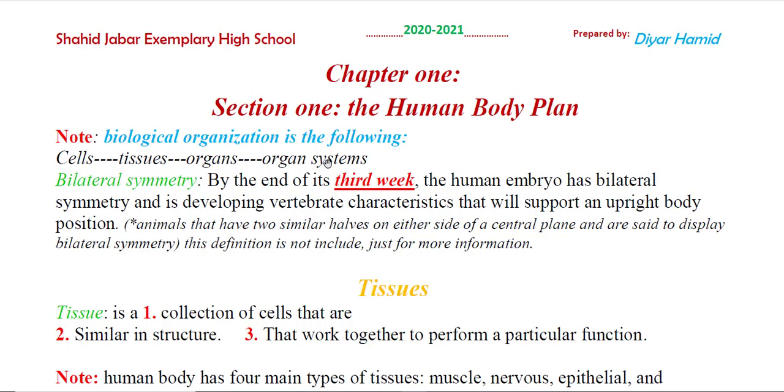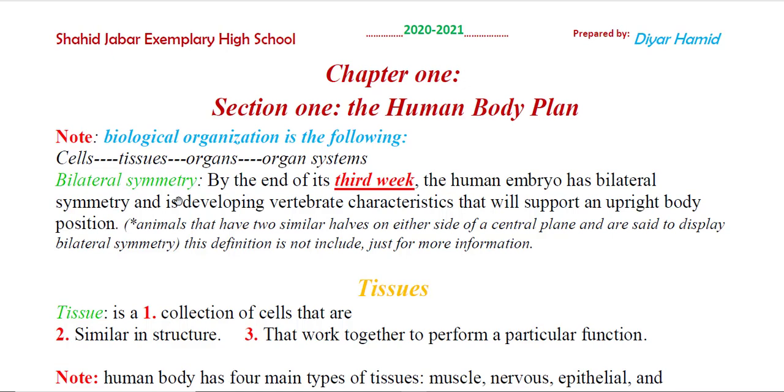If the exam says: from smallest to biggest, which of the following is the biological organization, you begin with cell and end with organ system. But if it says the organization that begins from largest to smallest, you begin with organ system, then organ, tissue, then cell.